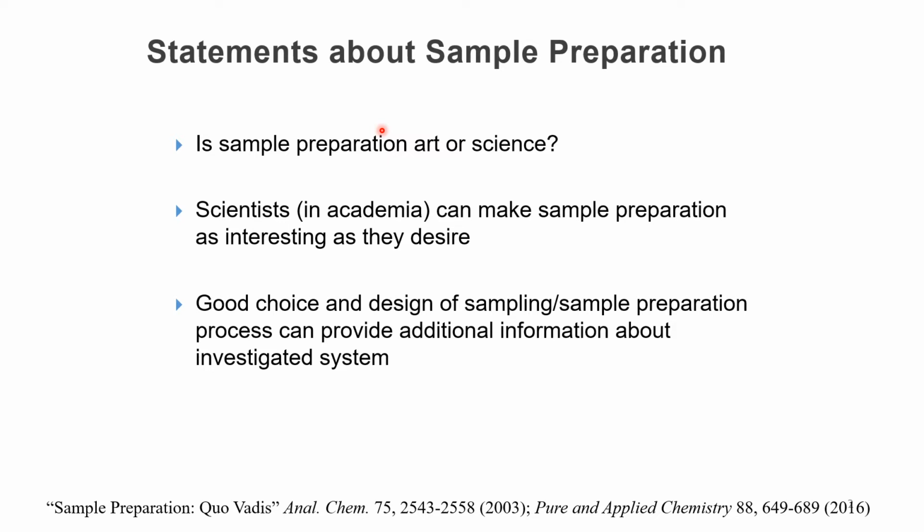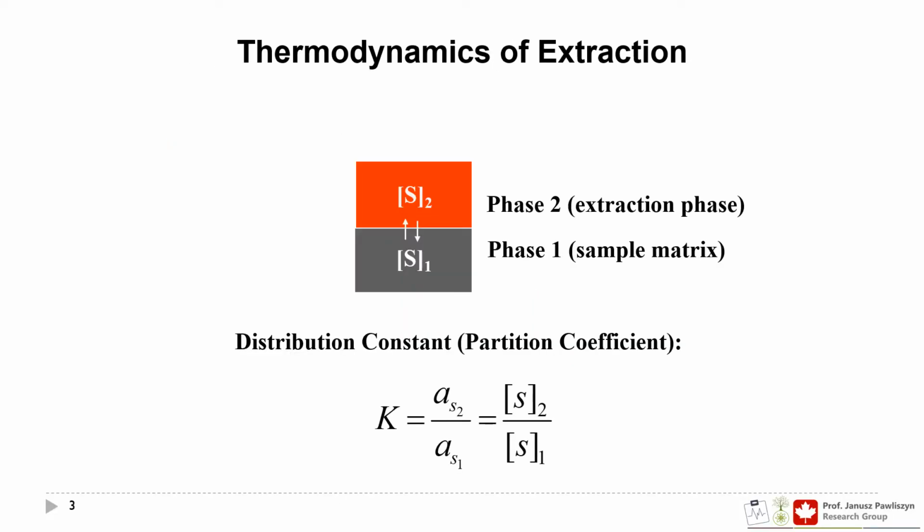So rather than using trial and error approach in optimization of sample preparations, I was using more rational scientific principles to accomplish the goal. What I discovered in the process is that I can develop very interesting experiments and projects for the students and at the same time obtain more information about the investigative system.